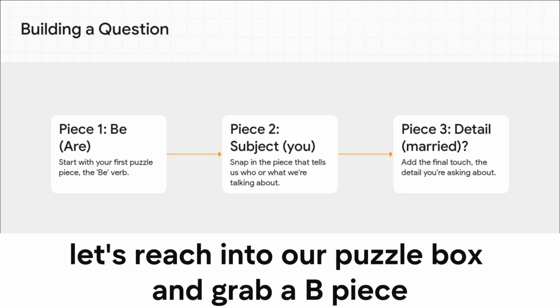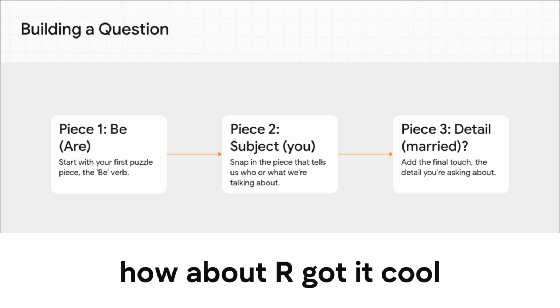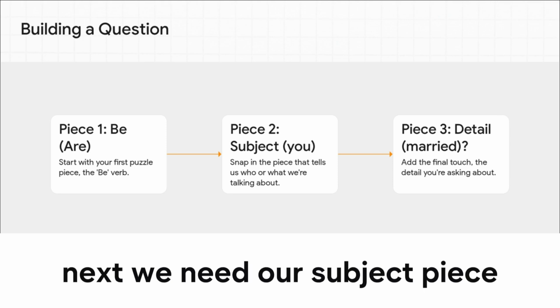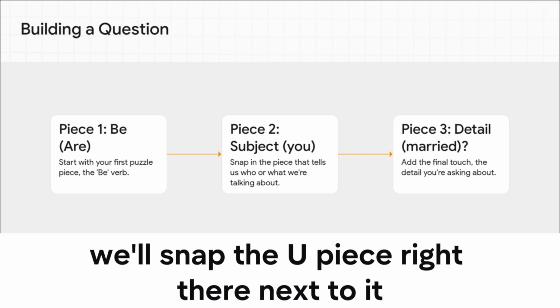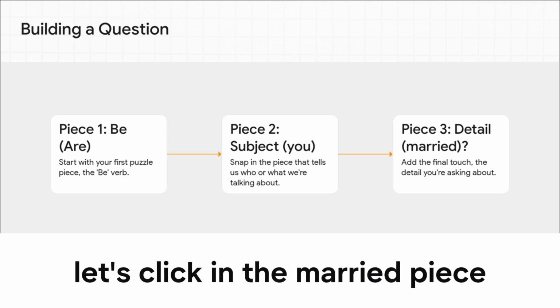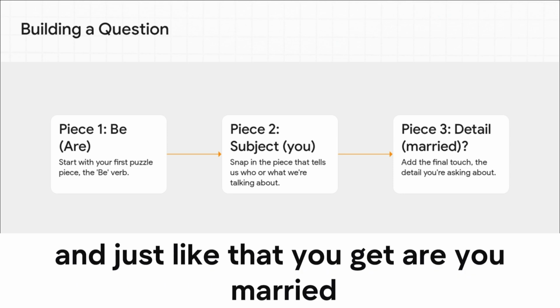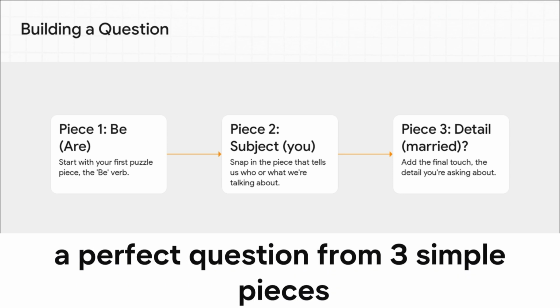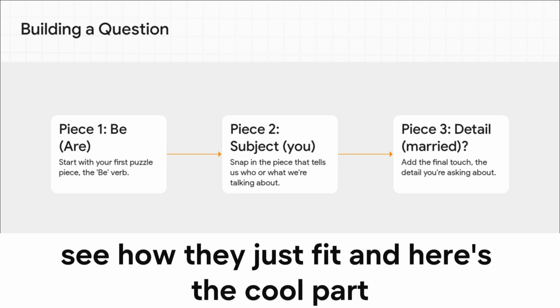First, let's reach into our puzzle box and grab a B piece. How about are? Got it? Cool. Next, we need our subject piece, the who of the question. We'll snap the you piece right there next to it. And finally, for the detail, let's click in the married piece. And just like that, you get, are you married? A perfect question from 3 simple pieces. See how they just fit?